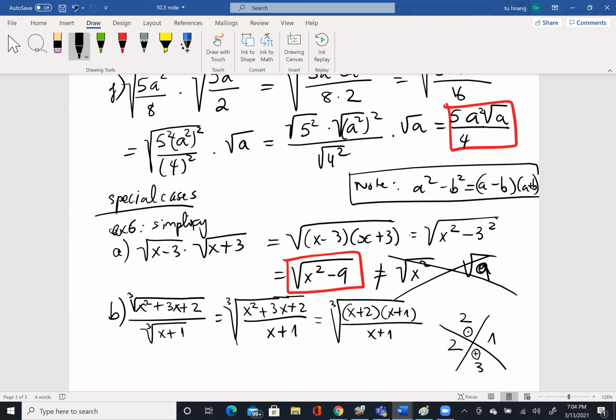Okay, so now you can see that, oh, you have the common factor between the top of the radical and the bottom of the radical, which is x plus 1, and you can just have the answer as the cube root of x plus 2. This is a simplified form. Okay.